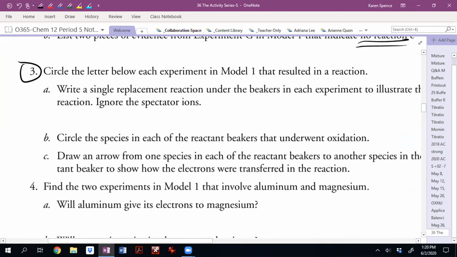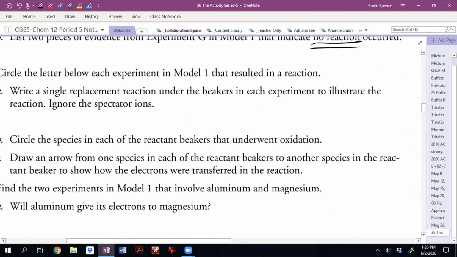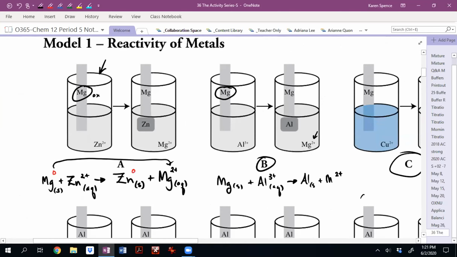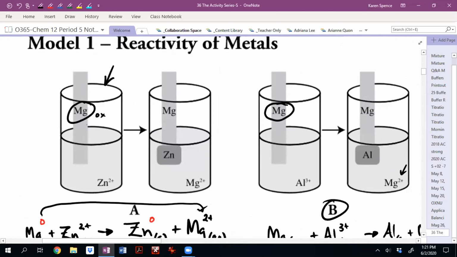Draw an arrow from one species in each of the reactant beakers to another species in each of the reactant beakers to show how the electrons were transferred. Aha. So we are going to be drawing an arrow. Either we're going to draw an arrow from magnesium to zinc, or we're going to draw an arrow from zinc to magnesium to show that that's the direction of electron transfer.